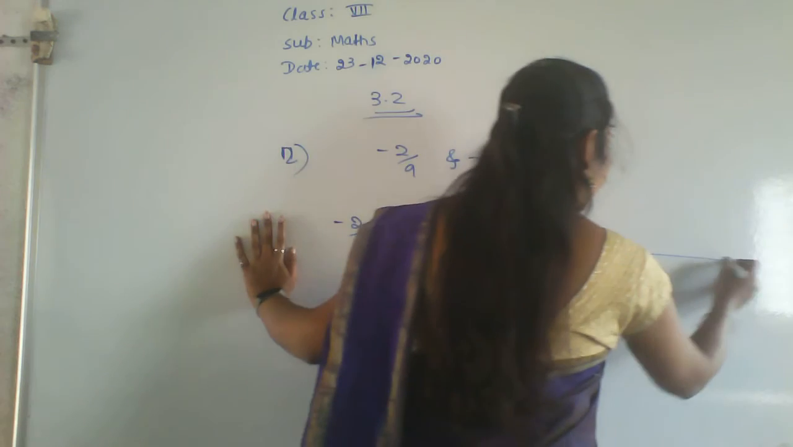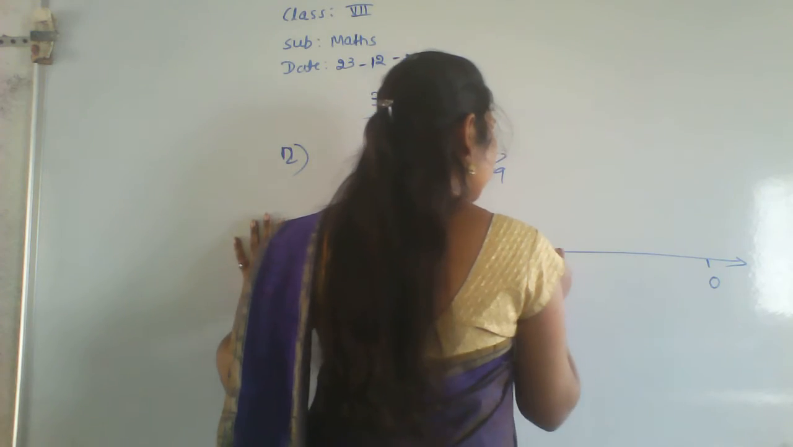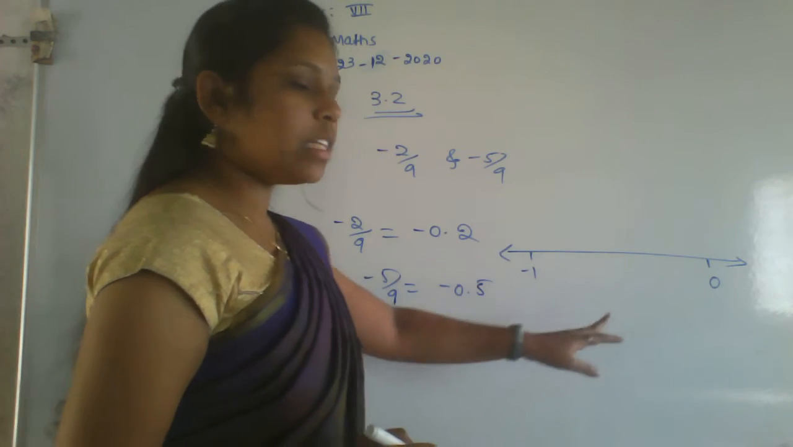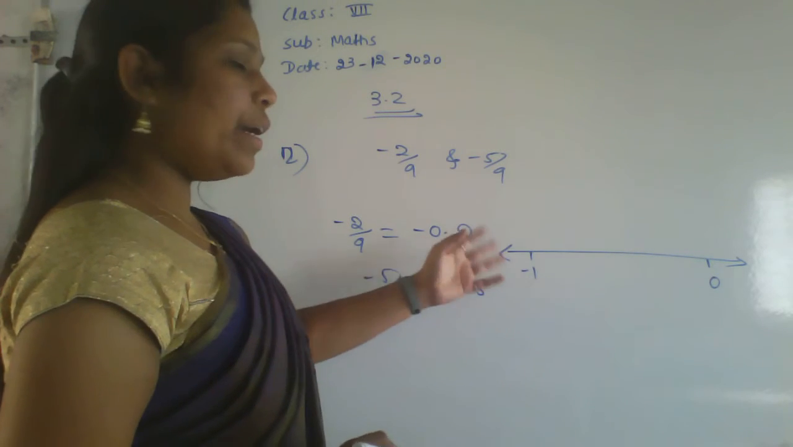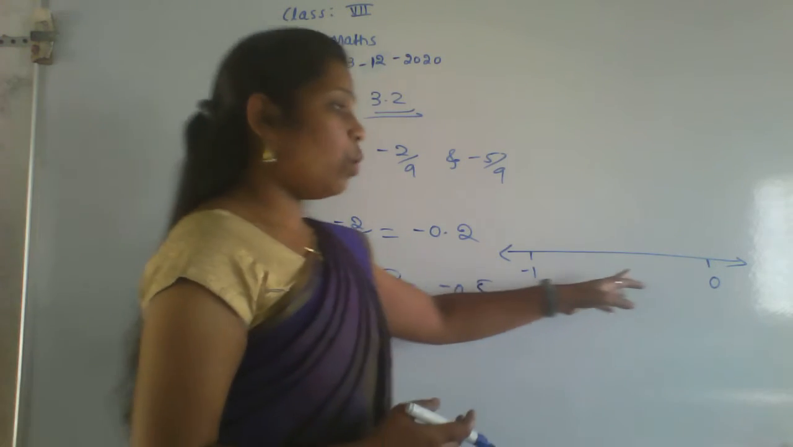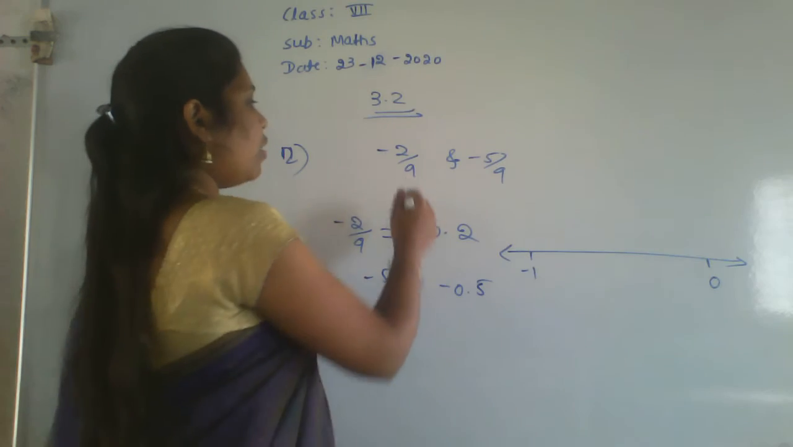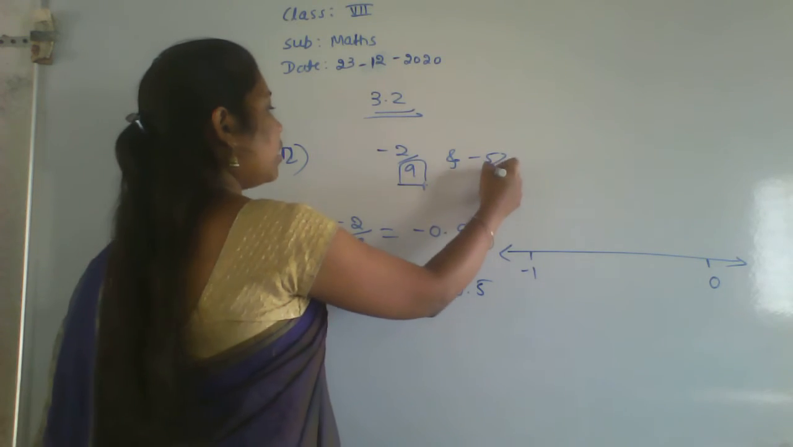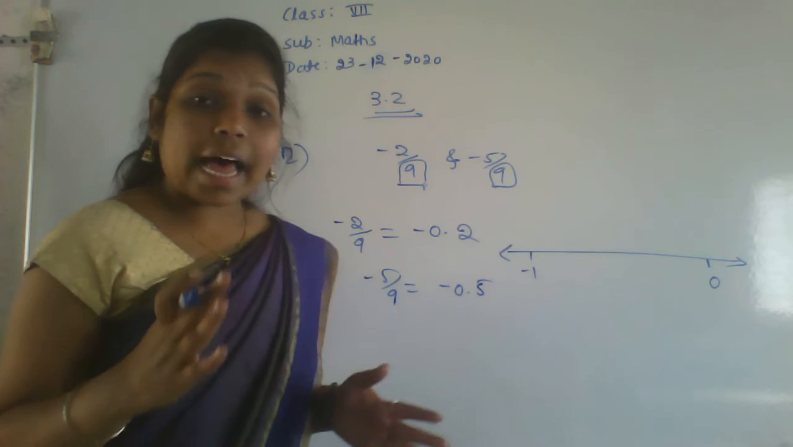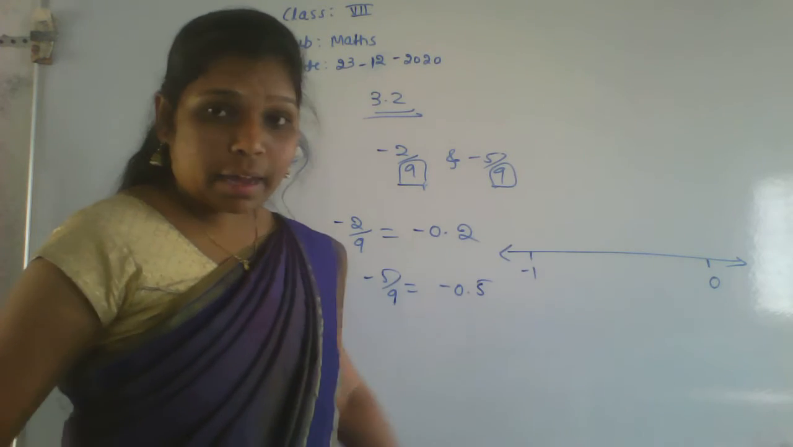Okay, so this is a number line. Take a number line here. It lies between 0 and minus 1. In between 0 and minus 1, there will be minus 0.2 and minus 0.5. Right? So take these values on the number line. We'll take 0 and minus 1. And what is the number in the denominator? The number is 9. Then you have to make 9 equal parts on this number line now.